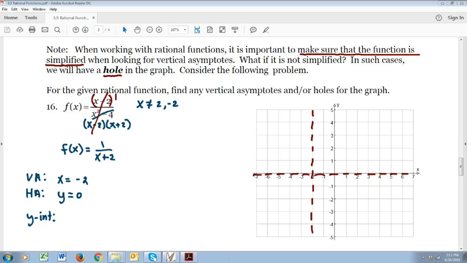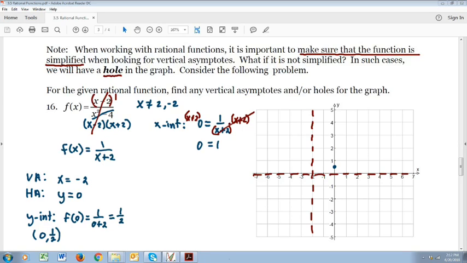And so now we need to find some points. The y-intercept I usually find first because it's the easiest to find. We're just going to plug 0 in for x. And notice when we do that, we're going to get 1 over 2, or 1/2. So that's our y-intercept. Actually, I'm going to go ahead and plot that point. Let's find the x-intercept now. We'll let y be 0. Again, f of x is another name for y. If we multiply each side by x plus 2, we can clear the fractions here. And we're going to get 0 equals 1, which is a false statement. And that tells me there is no x-intercept.